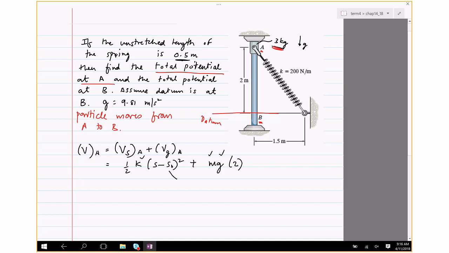So s0 is what? 0.5. And we need to find s. S is the stretch length, the length of the spring in this configuration. How can you find the length of the spring? Pythagoras theorem. So to find s, we need to find this. This is s. That's 2 square plus 1.5 square.